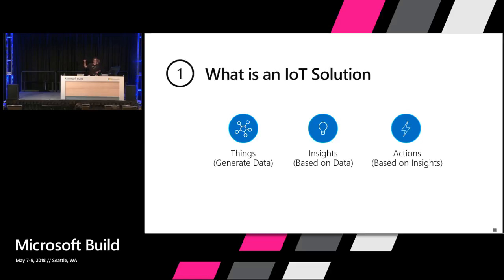OK, so first chapter. I'm going to just give an overview of what an IoT solution is. And really, at the heart of it, it's very simple. We have things that generate data. We're taking that data and we're building insights based on the data that's sent. And then we're taking action on the insights that we built. So at the heart of it, use that to ground yourself, that this is a very simple solution that we're building out.